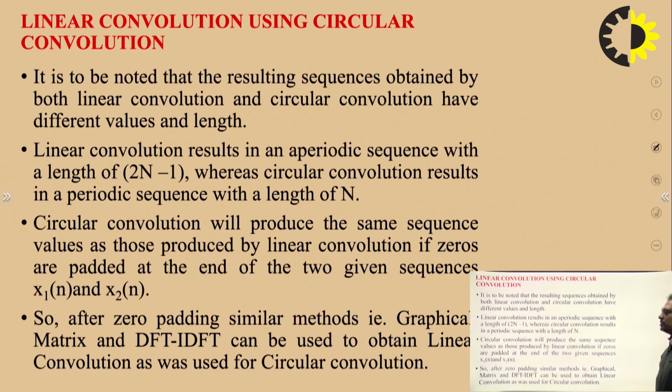It is to be noted here that the linear convolution, whose differences we have already seen, will be computed using circular convolution, because we are studying this topic under the unit DFT, and the property of DFT is circular convolution, not linear convolution. Okay, so how will you do it?